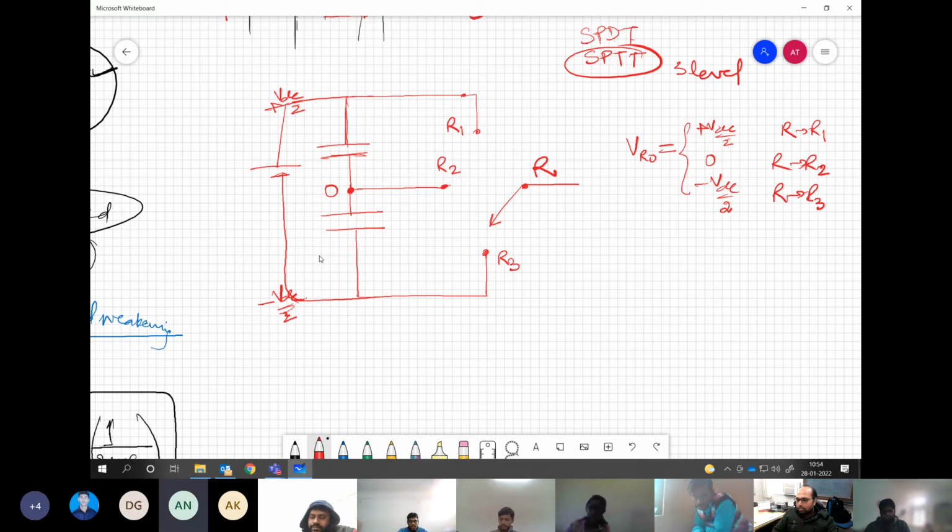Then the polarity of both the capacitors will be the same, and the voltage applied across those capacitors will be in the same direction. So the O point will be plus VDC, not the 0, I suppose. You missed the first line itself. When I say this is the reference, only with respect to this, I am saying this is plus VDC by 2, this is minus VDC by 2. Then what is voltage at this point?